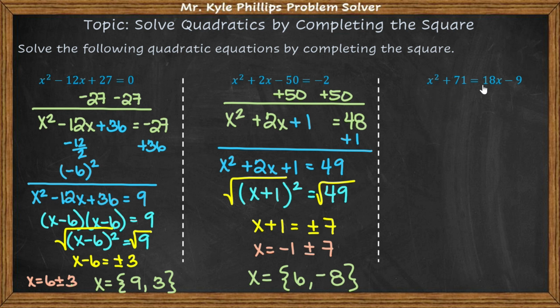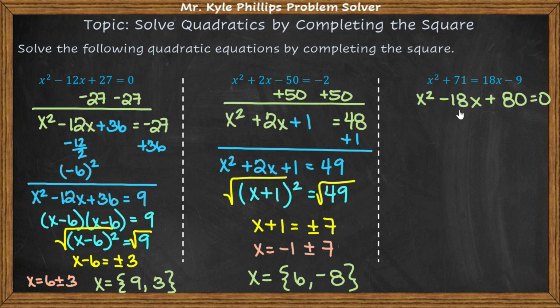So here, we need to write this in standard form. So we have x squared. This 18x needs to come over here. So we're going to say minus 18x. And then this 9 we want to come over here as well. So we're going to say plus 80 equals 0.